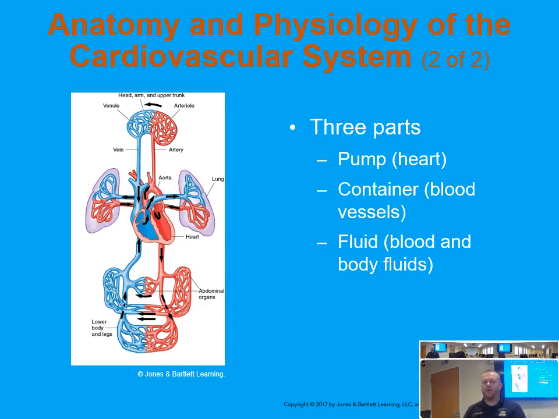Here is the anatomy and physiology of the cardiovascular system. As you can see at the top, you see the superior circulation and the inferior circulation below it, the pulmonary circulation and the central circulation in the center. Three parts. You have your pump, which is your heart, the container, which is all the blood vessels, the veins, arteries, arterioles, venules, capillaries, and the fluid, which is the blood, made of the different components that make up blood, which are erythrocytes, plasma, and platelets.